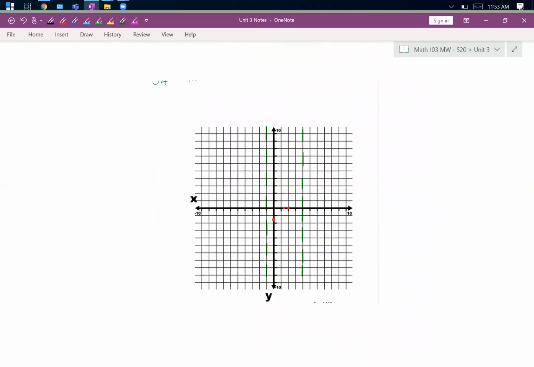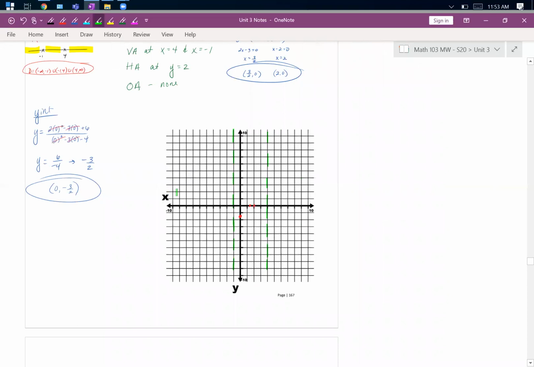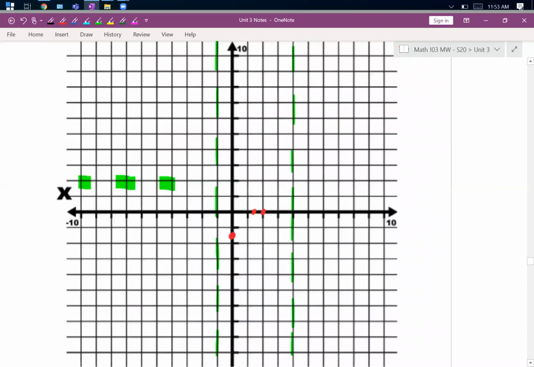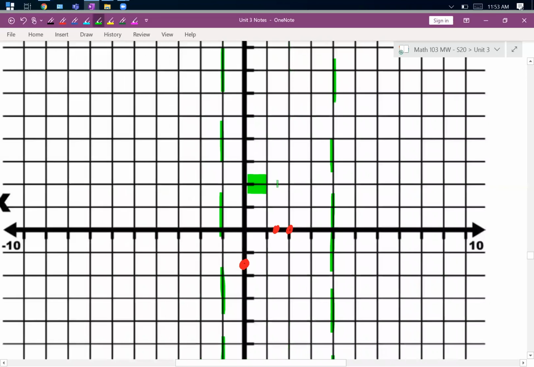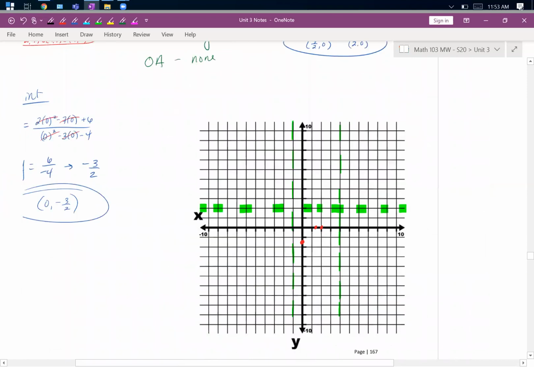I'm going to try to zoom out to see if I can make it so it's not so big. Oh, that's the opposite of what I should have done. Okay, so that's all the information I have. It's not much for our graph.